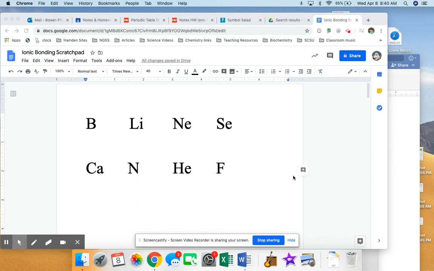Hello again, Dr. Bower-Phipps here to show you how you can make ions from these atoms. Remember, before I showed you how to do the dot structures for these elements.